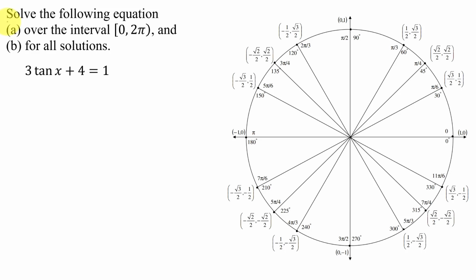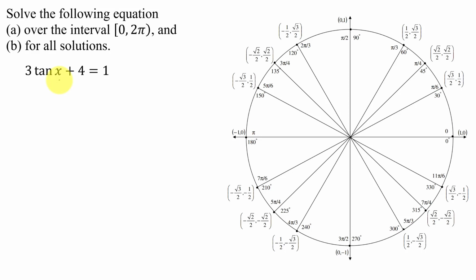In this example, I need to solve the following equation (a) over the interval 0 to 2 pi, and (b) for all solutions. So here is my equation: 3 times the tangent of x plus 4 equals 1. It is a trigonometric equation, but I only have one trig function, the tangent of x, and it is raised to the first power, so this is a linear equation in the tangent of x.